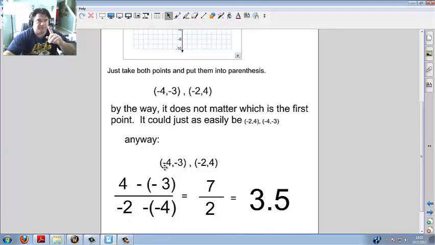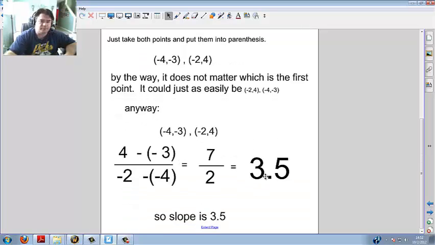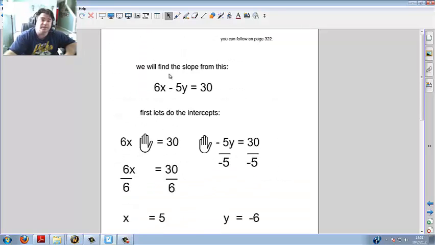It's very easy to make a mistake. Notice here how two negatives make a positive, and two negatives make a positive, but this is still negative 2 plus 4, which makes positive 2. Easy to mess up. How do you not mess it up? Write it out, look at it, let both sides of your brain take their moment, and you'll be fine. So the slope is 3.5.